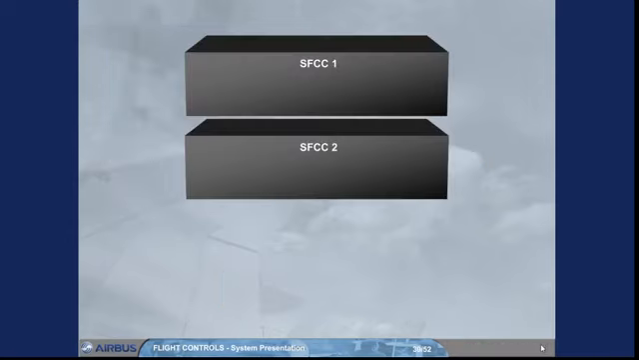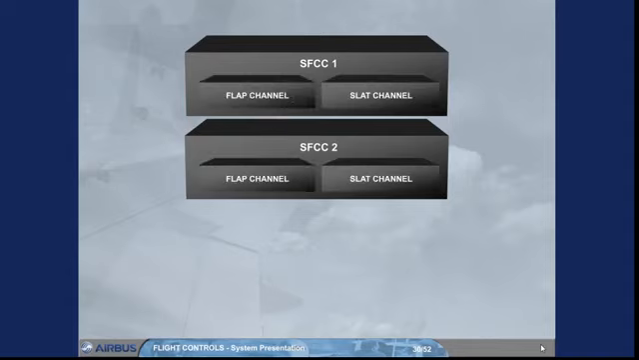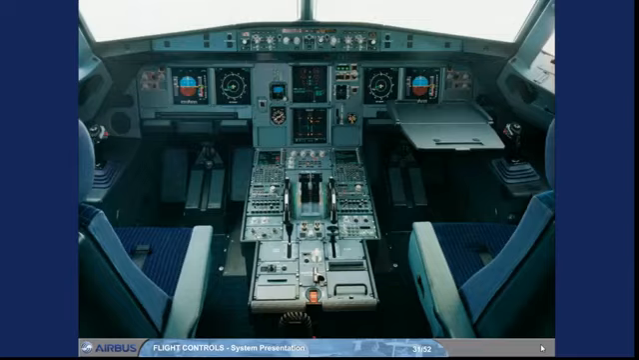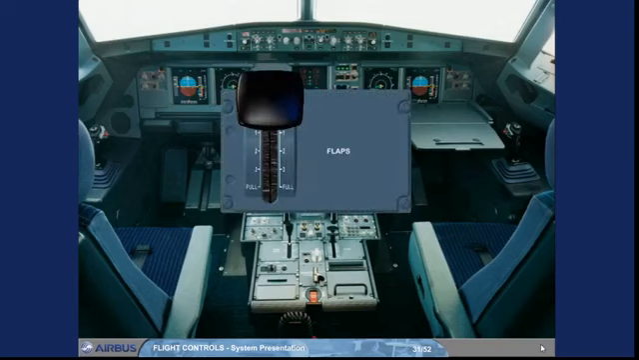Each SFCC has 2 channels, one for the flaps and one for the slats. In normal condition, both flap channels or both slat channels operate the related surfaces simultaneously. If only one channel is available, it can drive its related surfaces, but slowly. The flap lever, located on the right side of the pedestal, operates the slats and flaps.